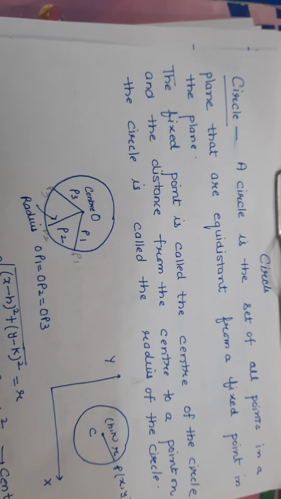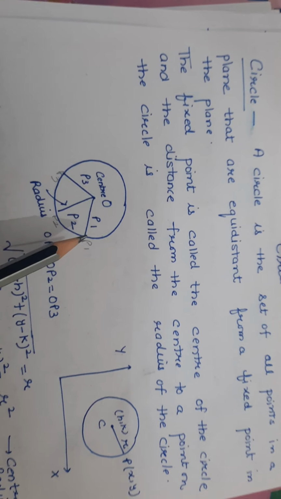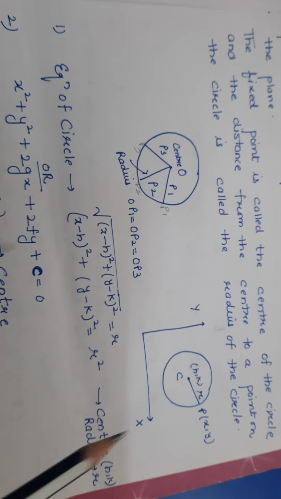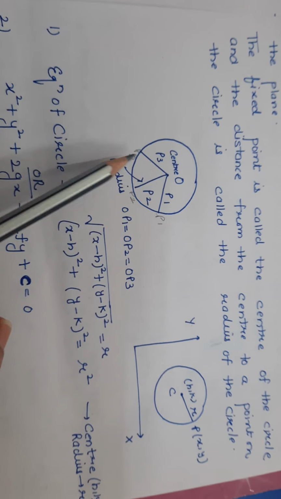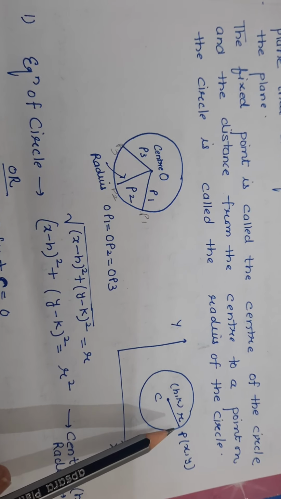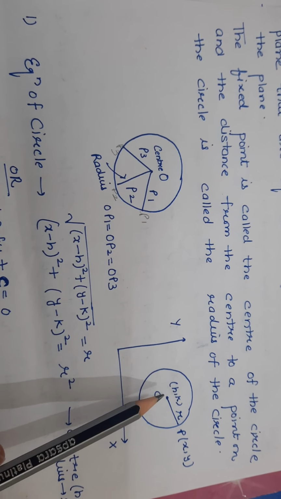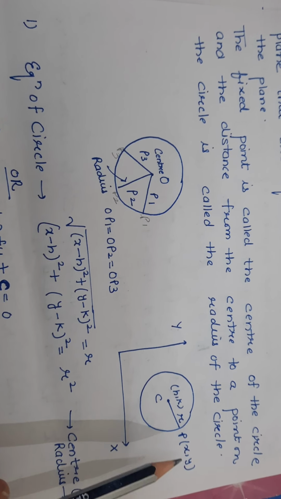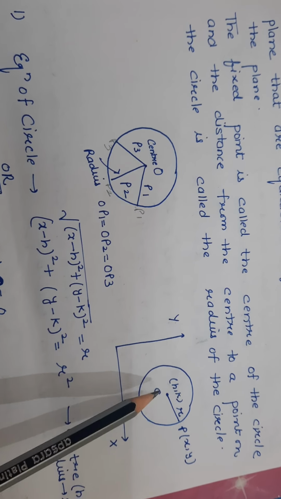This fixed point is called the center of the circle, and the distance from the center to a point on the circle is called the radius. Now look here. We have OP1 is always equal to OP2 is equal to OP3. Now from the definition, we have said that the distance from the fixed point is always constant. Like if the radius is r, then the center is at (h, k). You take any arbitrary point on the boundary of the circle, like (x, y), then the definition says the distance is always constant, r. Distance CP is r.